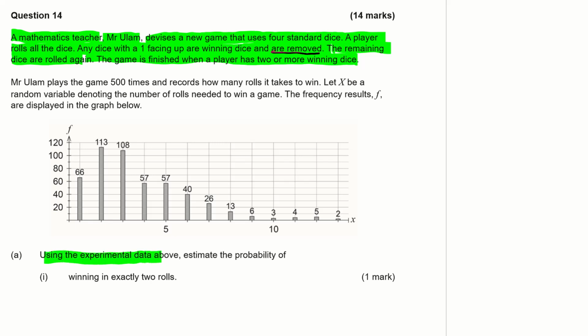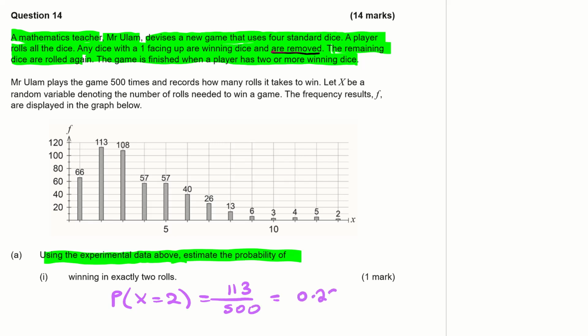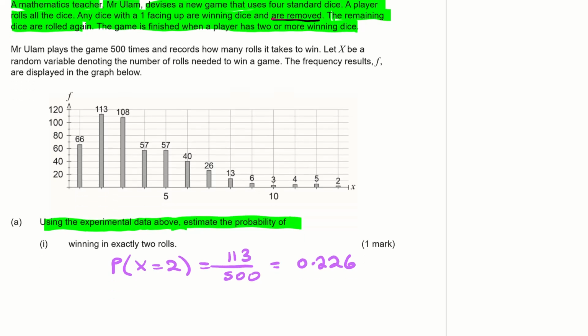Using the experimental data above, estimate the probability of winning in exactly 2 rolls. So, probability of X being 2, we can see 2 rolls is just there, 113. So that's going to be 113 over 500, giving us 0.226.